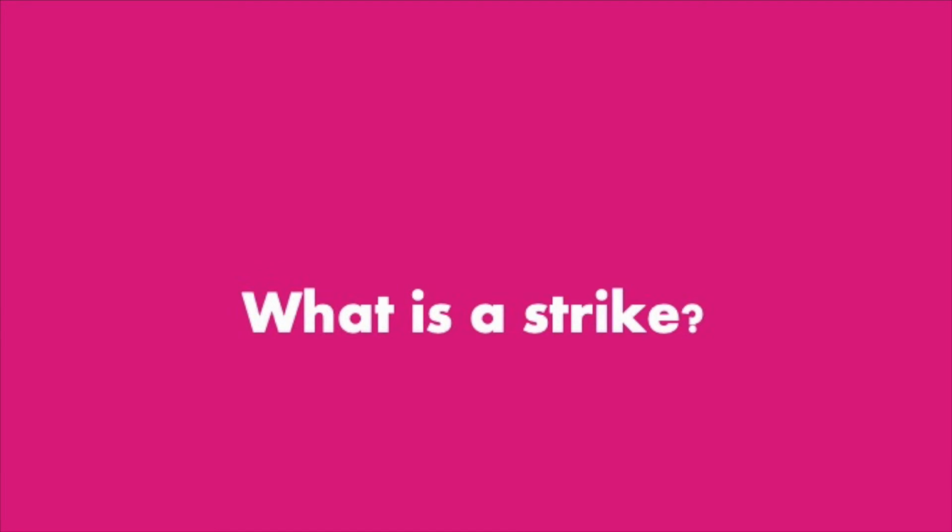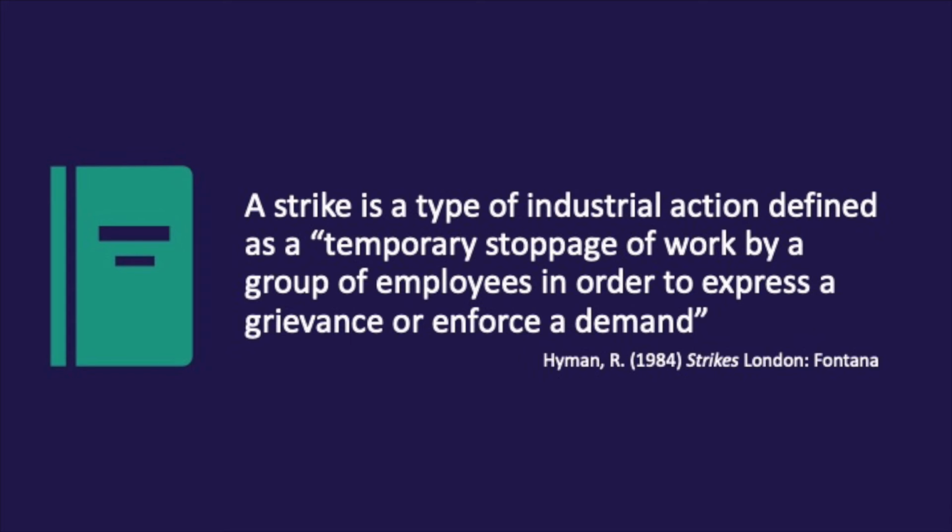What is a strike? There are different types of industrial action that employees can engage in order to attempt to resolve disputes. A strike is a particular type of industrial action, defined by Hyman in 1984 as a temporary stoppage of work by a group of employees in order to express a grievance or enforce a demand. Most of the time, strikes are a sort of demonstration to an employer, indicating the seriousness of a matter of dispute. Sometimes a strike is more oppositional, aiming to incapacitate an employer's ability to deliver their product or service without resolution.